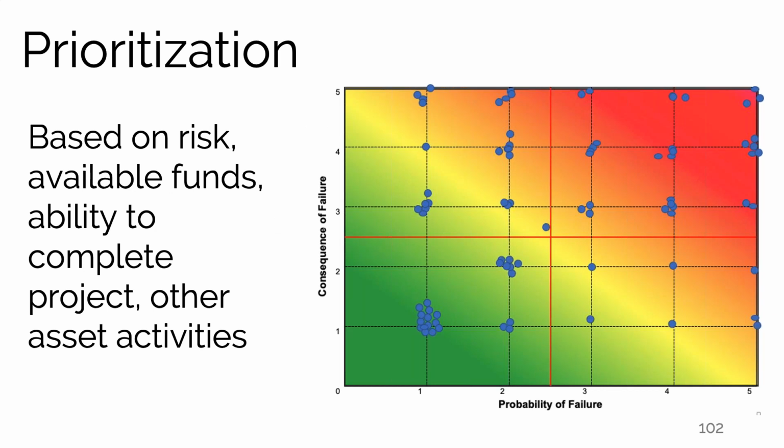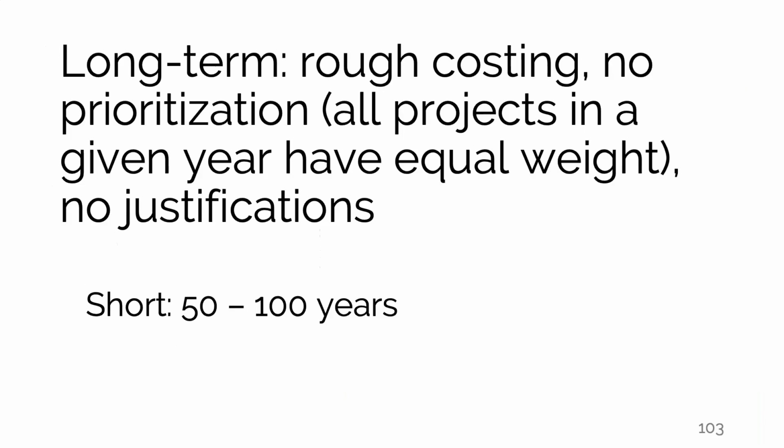And then as we look at risk, we can use the available funds to complete the higher risk projects and that type of thing. So in the long term, we'll have rough costing, no prioritization. We don't really need to worry about in a given year one project being prioritized over another. Everything can be equal weight, and we don't have to do justifications for our long term.